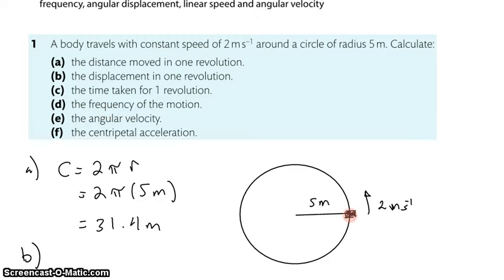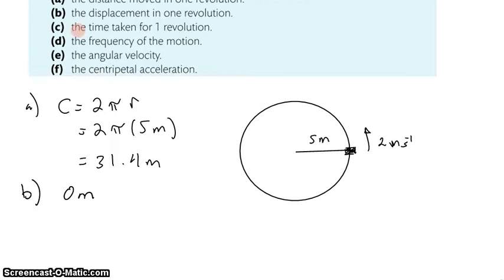So if the body starts here and goes all the way around and winds up here, it hasn't gone anywhere. It's right back where it started. So the total displacement is actually 0 meters. It winds up going nowhere. It doesn't matter that it traveled 31.4 meters to get nowhere. It's gone nowhere.